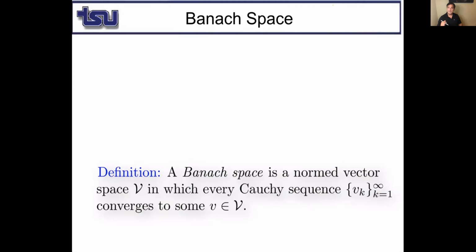So in the previous example, we had the space of irrational numbers. We had a Cauchy sequence. It converges to 0, and 0 is not in the irrational numbers. So that's not a Banach space. Do you understand? So a Banach space is a normed vector space V in which every Cauchy sequence converges to some element of that particular V.